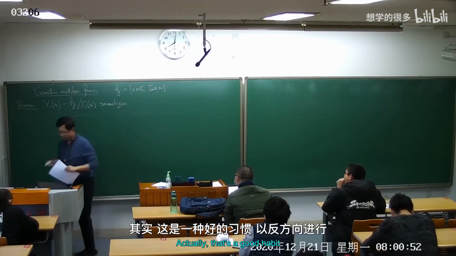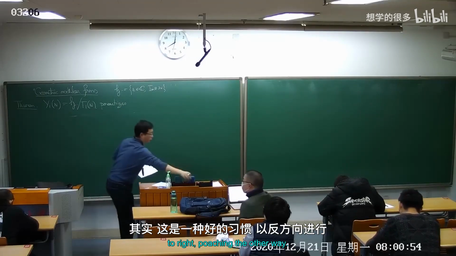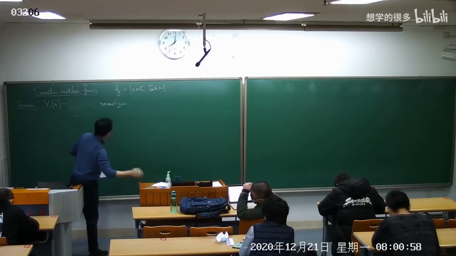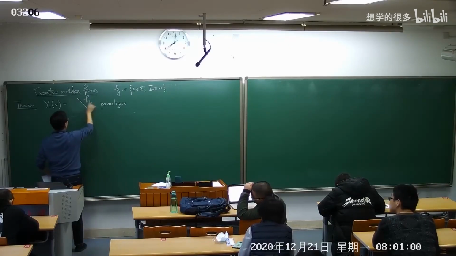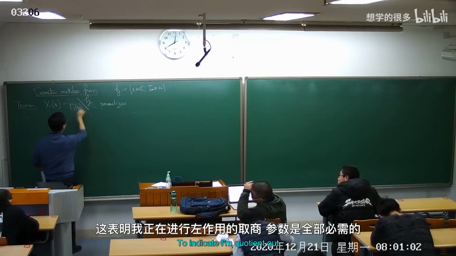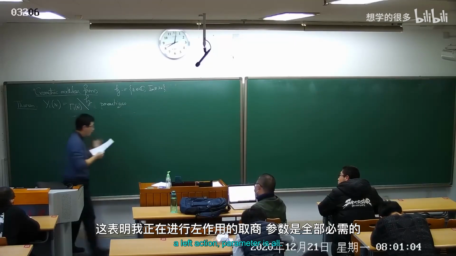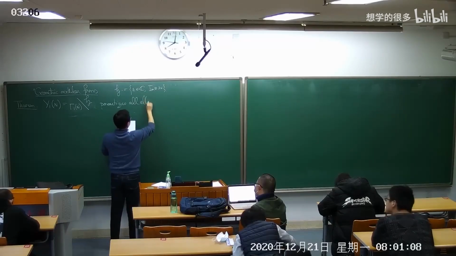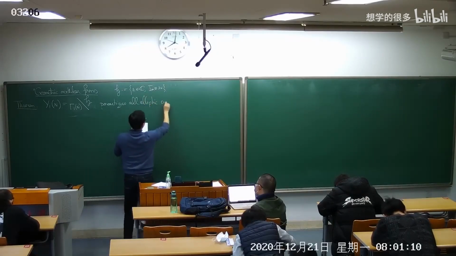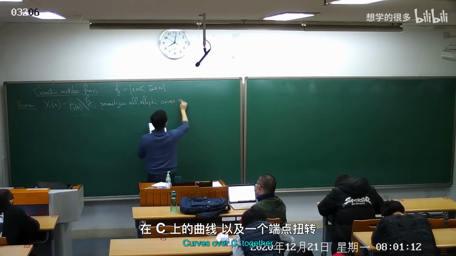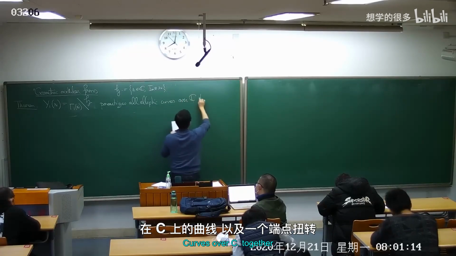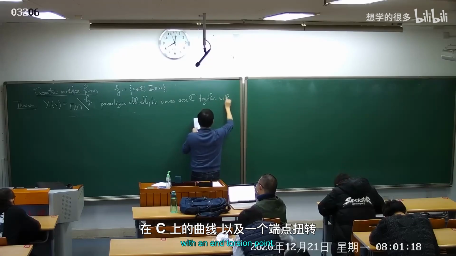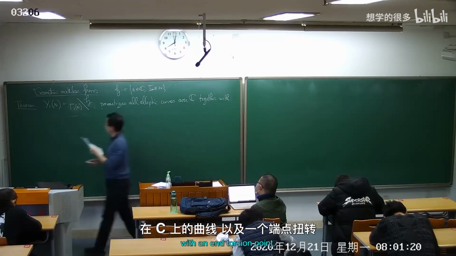Actually, it's a good habit to write the quotient the other way, to indicate that I'm quotienting out a left action. This parameterizes all elliptic curves over C together with an n torsion point.